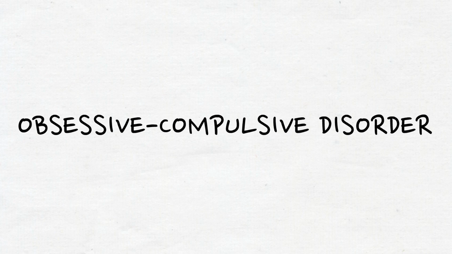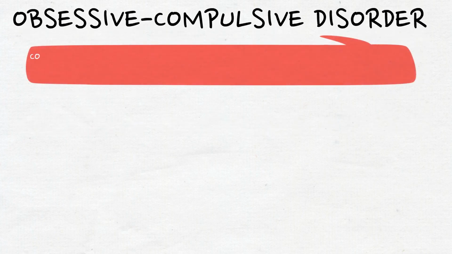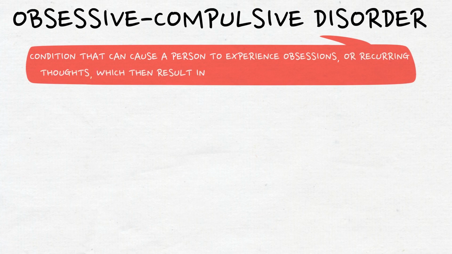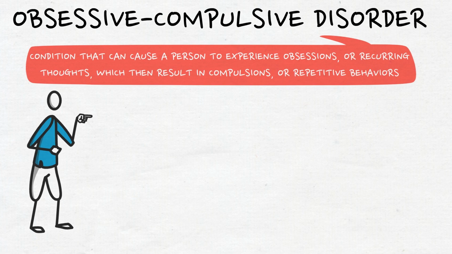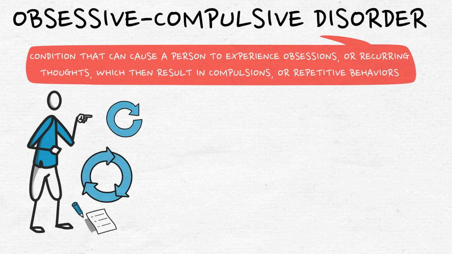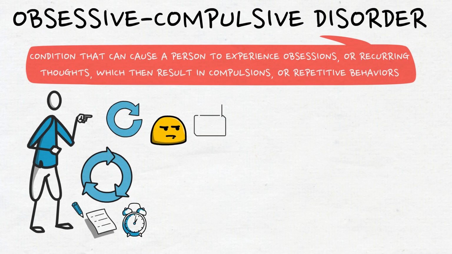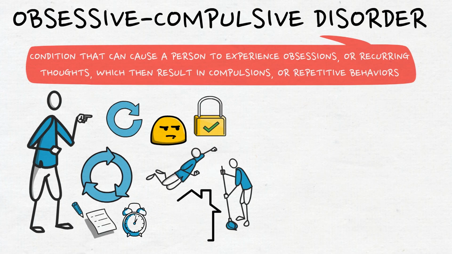Obsessive-compulsive disorder, or OCD, is a type of mental health condition that can cause a person to experience obsessions or reoccurring thoughts, which then result in compulsions or repetitive behaviors. OCD symptoms can manifest in several ways, including repeating certain words or movements, engaging in ritualistic behavior, such as performing tasks in a specific order or at specific times, being hypervigilant and constantly checking on things like locks and stove burners, impulsivity, compulsive cleaning or organizing, and isolating oneself from others due to embarrassment or shame.